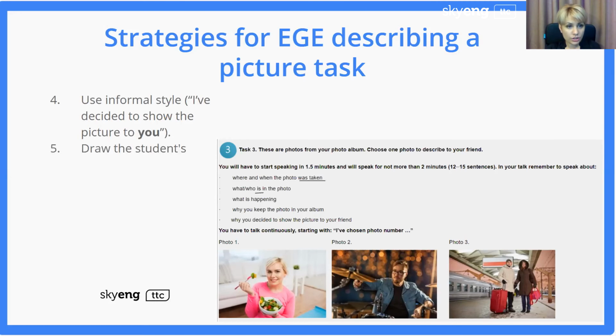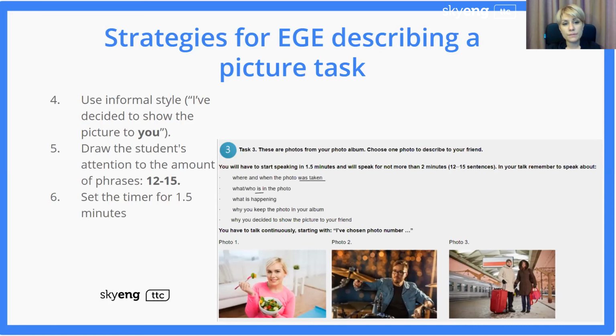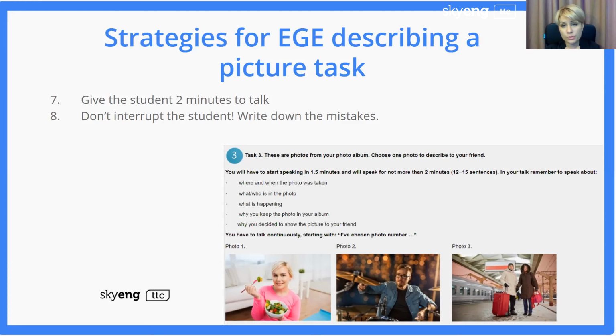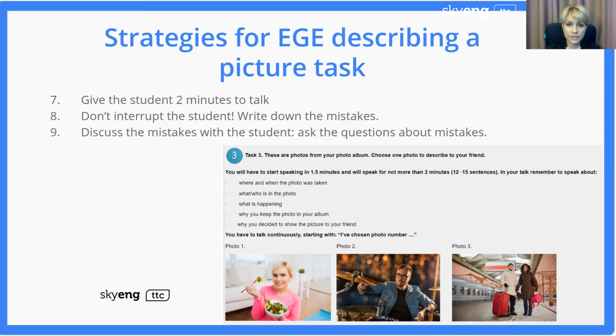Draw the student's attention to the amount of phrases. It's from 12 to 15. And the same rule about phrases works as about phrases in OGE monologue. We set the timer for the given time. Then we listen to the student for 1.5 minutes, sorry, for 2 minutes. We don't interrupt, we write down the mistakes, it's all the same. Then we discuss the mistakes with the student.